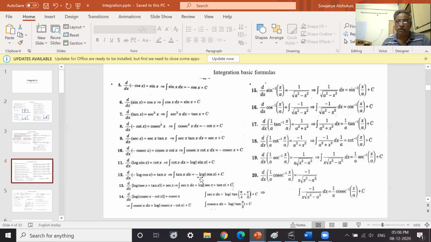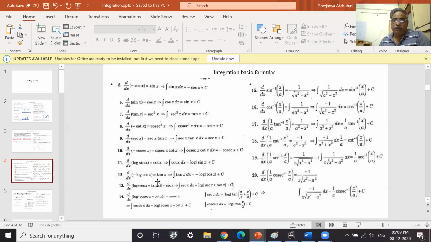Similarly, the integral of tan x is minus log of cos x plus c. Because when I differentiate log of 1 by cos x, I get minus sin x, and the minus minus cancel. Sin x by cos x is tan x. Differentiation of c is 0. So we get tan x.